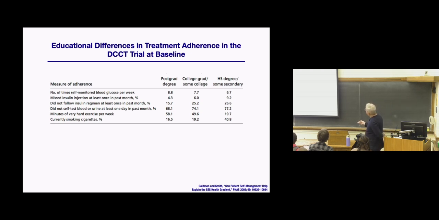So they looked at, did you have a postgraduate degree, a college degree, some college, or a high school degree? So these people were more educated than these people. And they looked at the number of times they self-monitored for blood glucose. So the well-educated people were monitoring their blood sugar much more often than the less well-educated. Missed an insulin injection: they were half as likely to miss an insulin injection if they had gone to college than if they had only gone to high school. Did not follow the insulin regimen: again, less likely to occur if you were more educated. And so on. Or exercise vigorously.